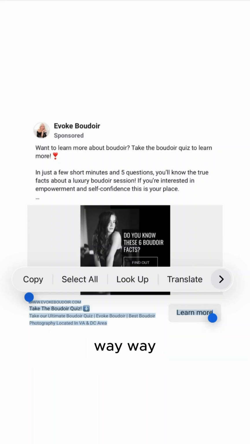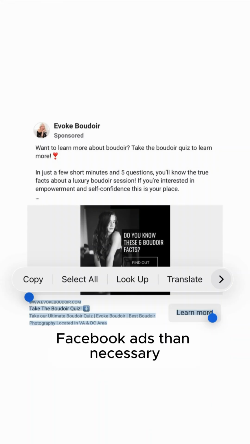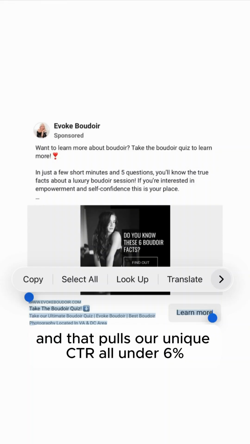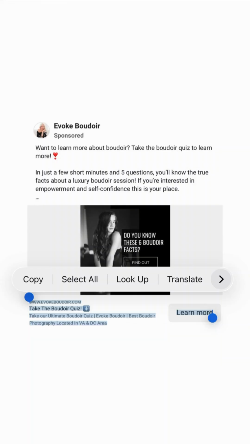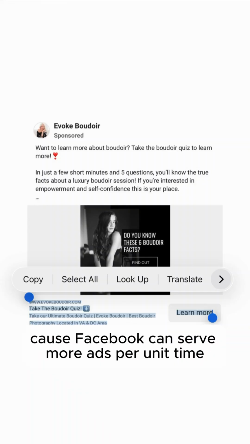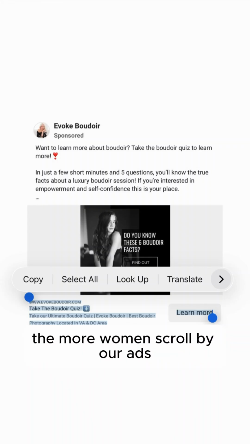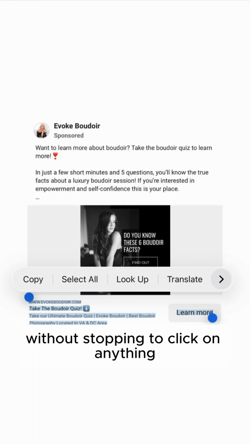The consequence of this is way more women scrolling by our Boudoir Facebook ads than necessary, and that pulls our unique CTRL under 6%. It contributes to us having BLCS, Boudoir low click syndrome. Facebook likes it though, because Facebook can serve more ads per unit time the more women scroll by our ads without stopping to click on anything.